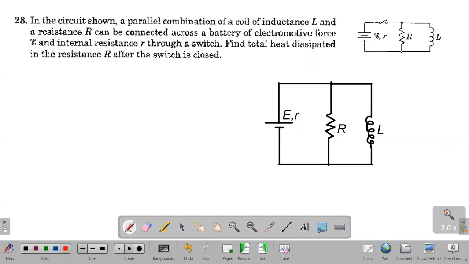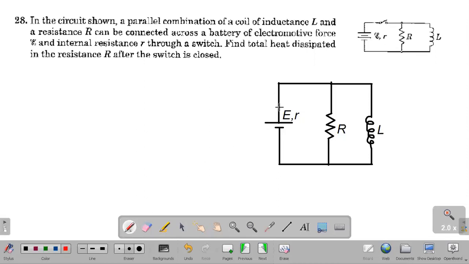As you can see in this problem, there is a battery of EMF E, internal resistance small r, and then we have another resistance capital R and an inductor having inductance capital L connected in parallel combination, and a switch which is initially open. Then after the switch is closed, we have to calculate how much heat will be dissipated in the resistance capital R. This is problem 28. So we will solve this problem now.